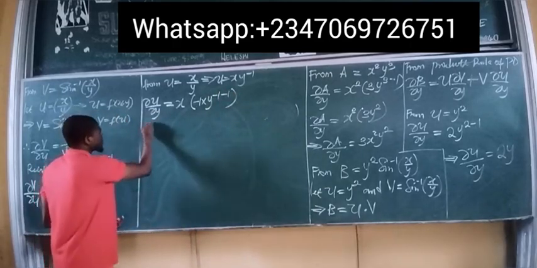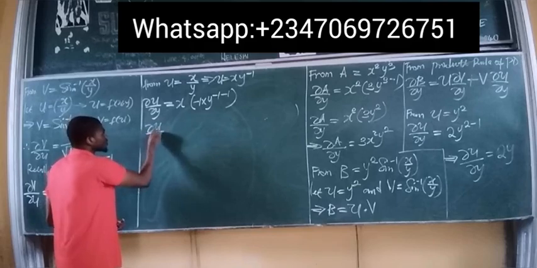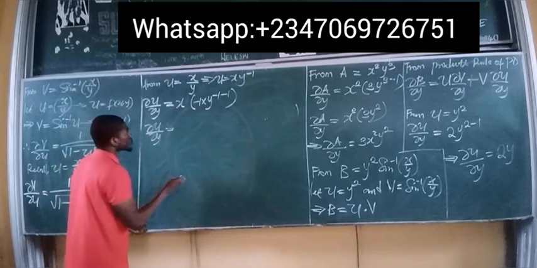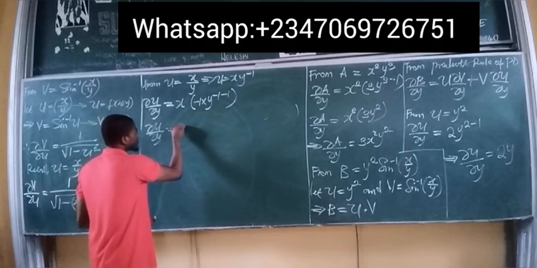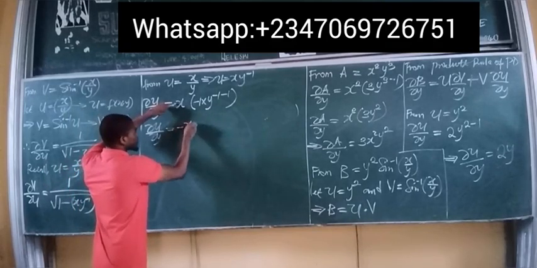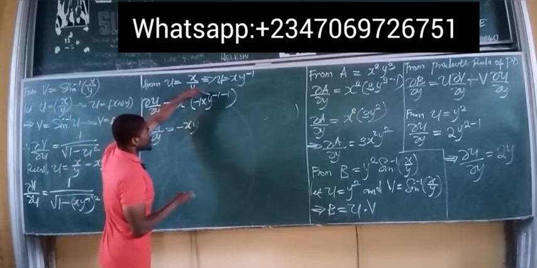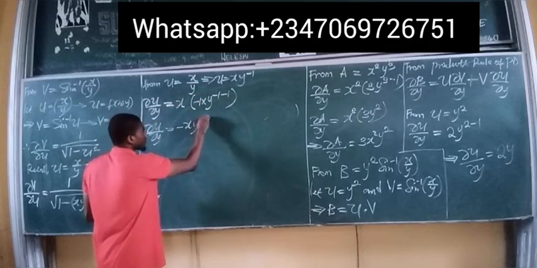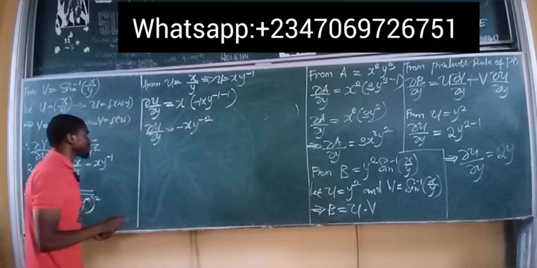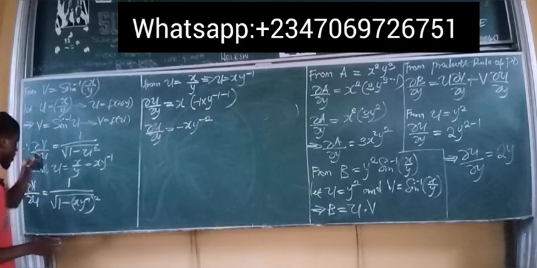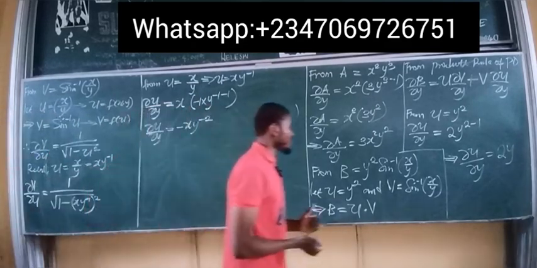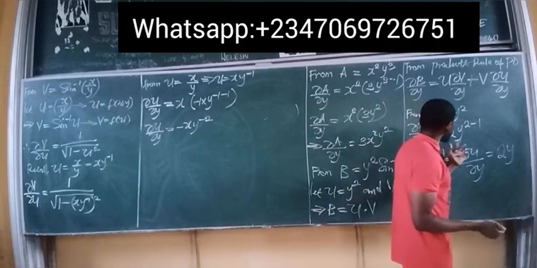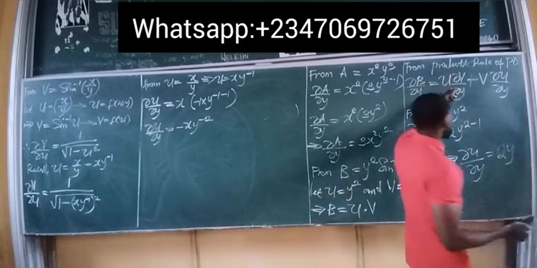So it means that the partial derivative of u with respect to y is now equal to, of course, minus 1 times y, simply gives us minus, times x, y to the power of minus 1 minus 1 gives us minus 2. So this becomes the partial derivative of u with respect to y. But we are looking for the partial derivative of v with respect to y, not forgetting.